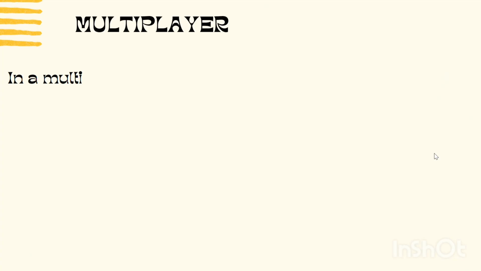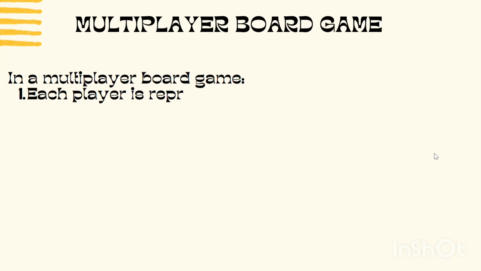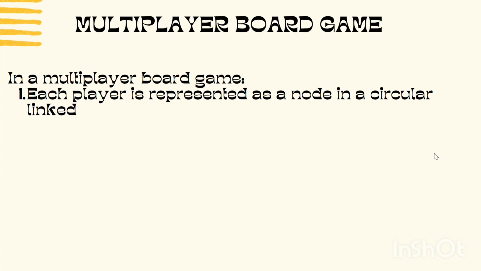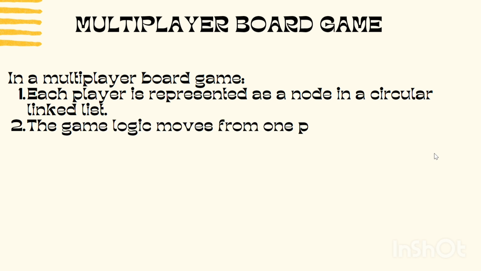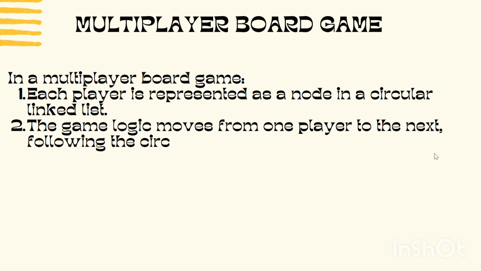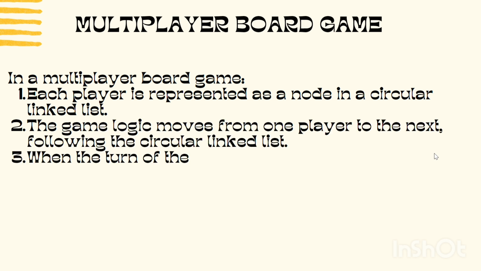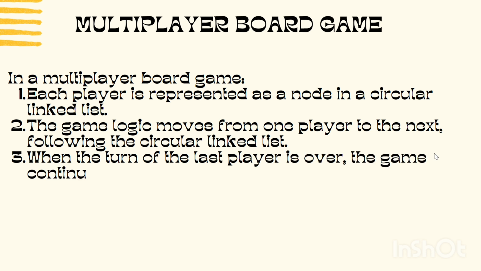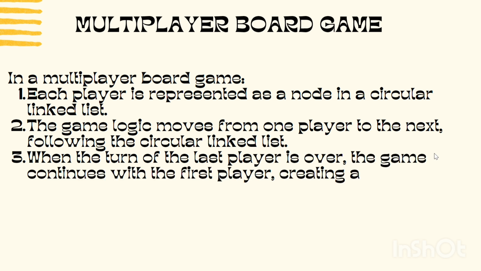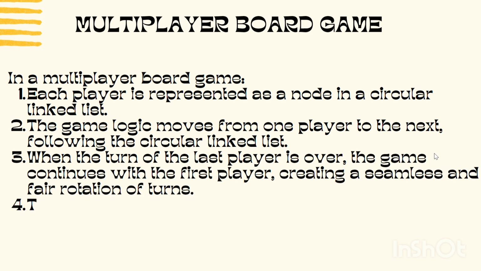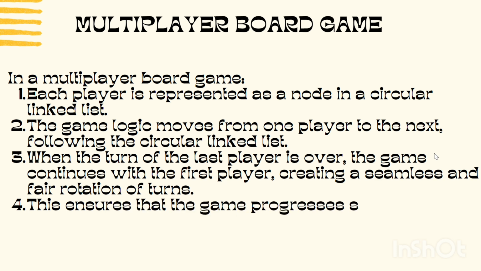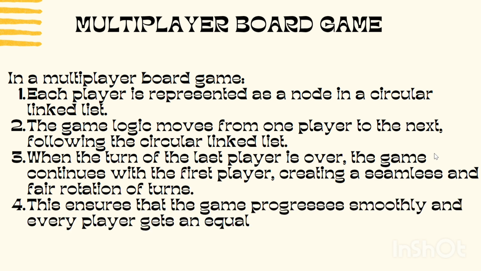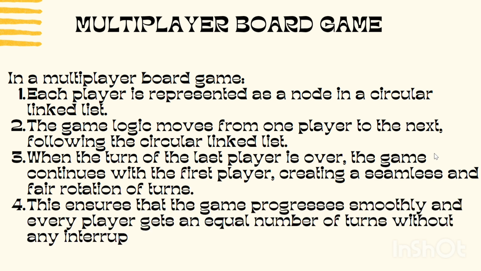Like you see, these processes are allocated in a circular manner. Let us see the next example, a multiplayer board game. In a multiplayer board game, each player is represented as a node in a circular linked list. The game logic moves from one player to the next following the circular linked list. When the turn of the last player is over, the game continues with the first player, creating seamless rotation of turns. This ensures that the game progresses smoothly and every player gets an equal number of turns without any interruptions.